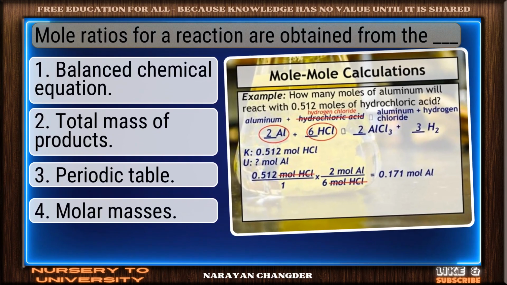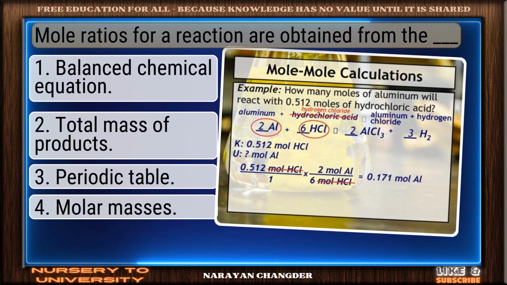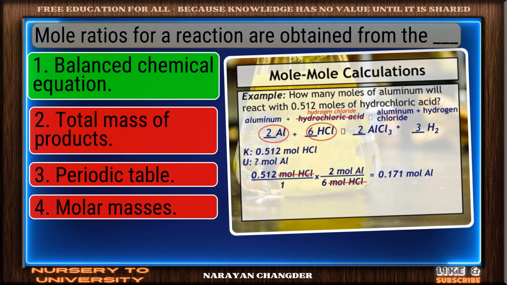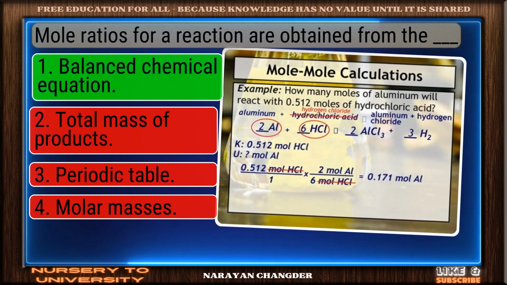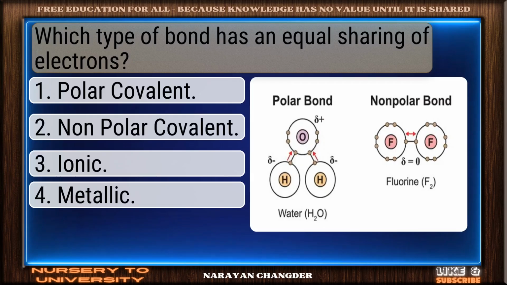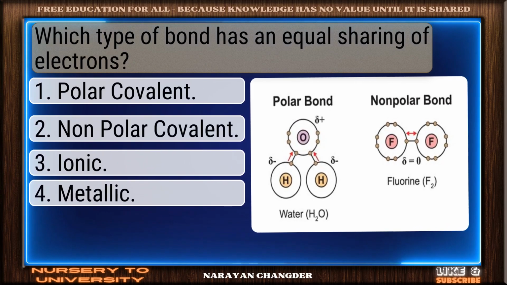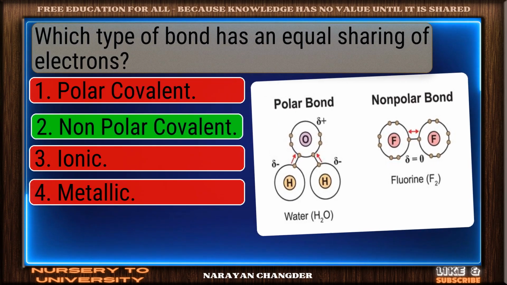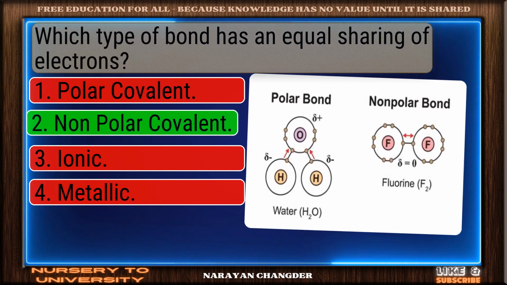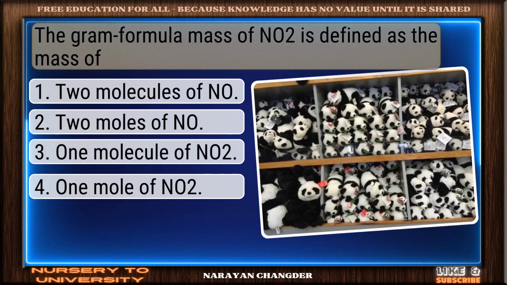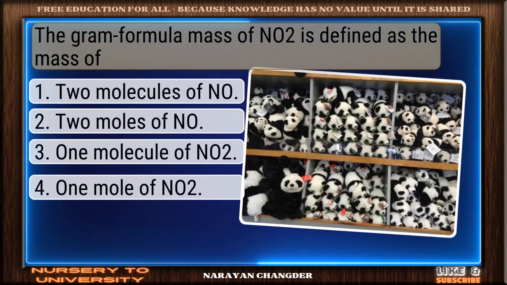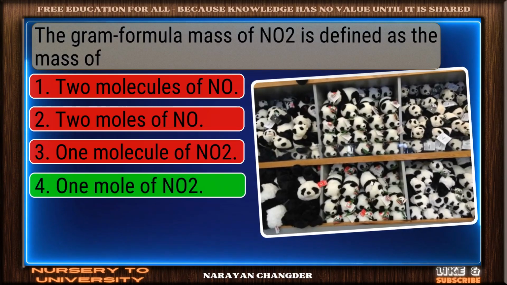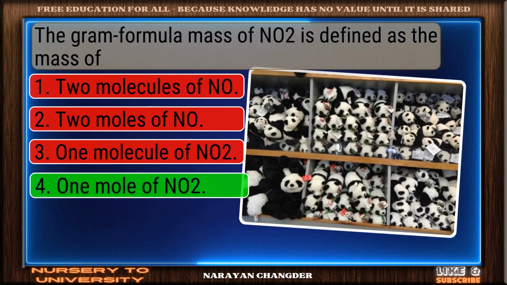Mole ratios for a reaction are obtained from the dash. Excellent choice. Balanced chemical equation is the right answer. Which type of bond has an equal sharing of electrons? Good thinking. Non-polar covalent is the right answer. The gram formula mass of NO2 is defined as the mass of. Nice work. You chose 1 mole of NO2 and it is correct.